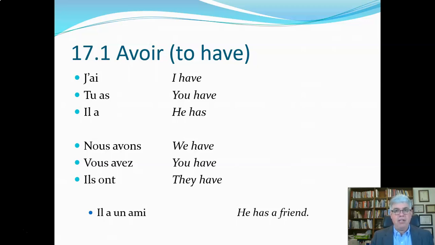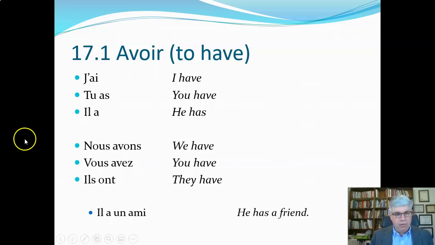When it has an accent mark on it, it's a preposition à, meaning to, in, or at. When it doesn't have the accent mark, it's a verb. So if you ever see the letter A, always ask yourself, is it a verb? That means no accent. Or is it a preposition? That means an accent. So you always want to pay attention to that.